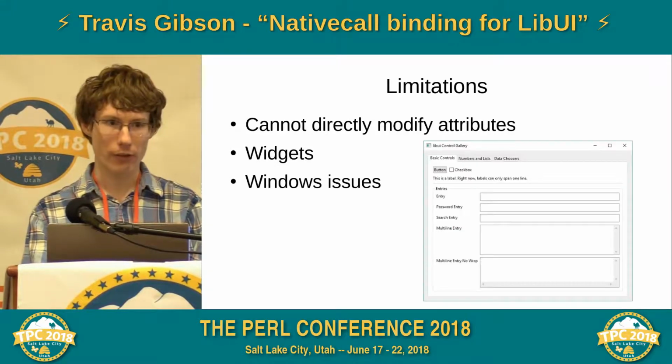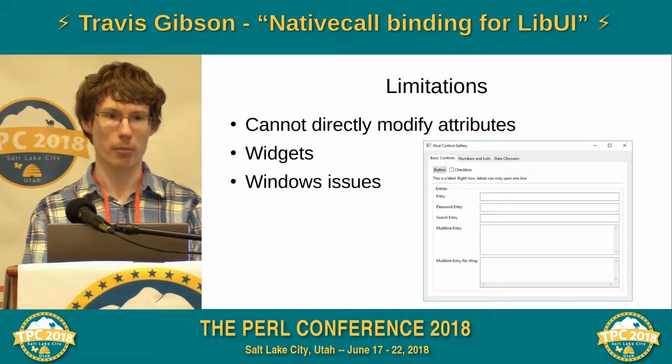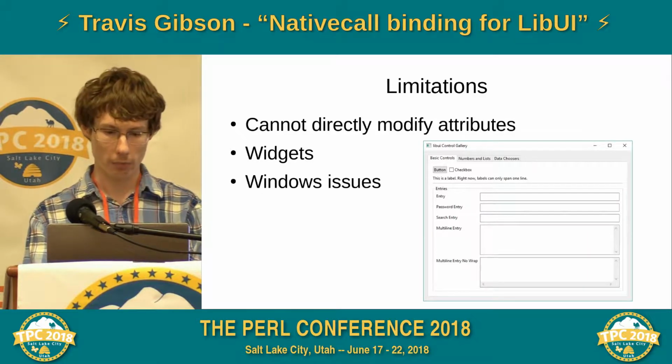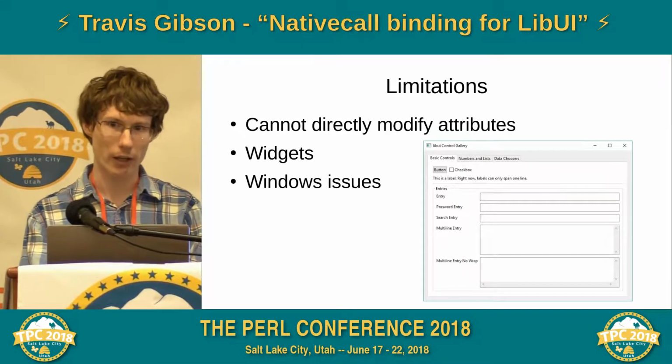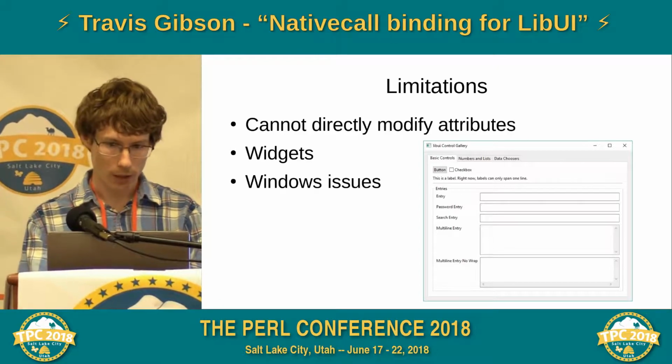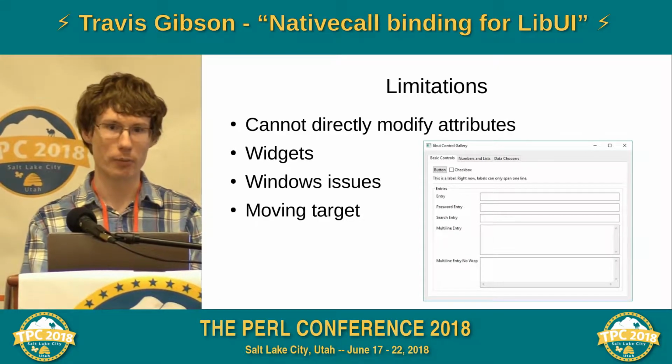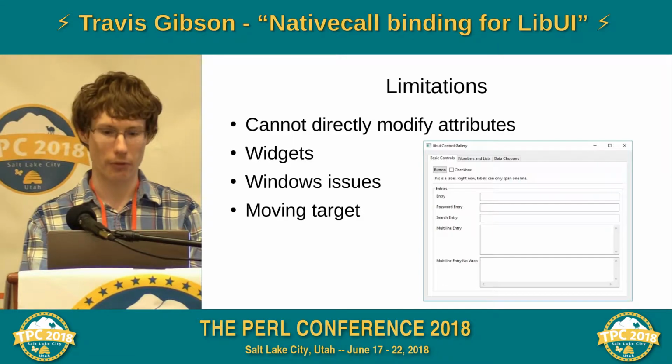Windows itself has a few issues with redraw performance, where it blinks white whenever it has to redraw because the redraw isn't fast enough. That's also on the C side, and that's being worked on. And of course, since this is in heavy alpha, it's a moving target, which is making it a little harder to implement.